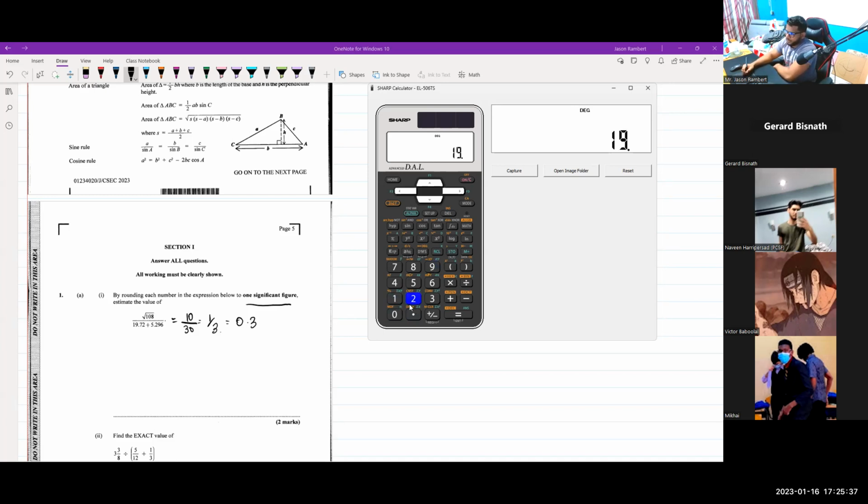So let me check this back. 19.72 plus 5.296 is 25, and I round this off to one significant figure, so that will be 20. I guess if you want to round this off first, you could go ahead. But everybody would interpret the question a little differently, right? So I don't see why they shouldn't give all of the marks.